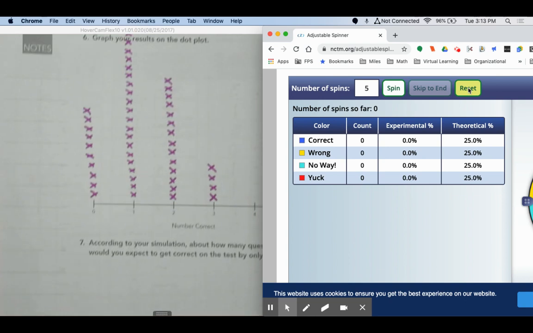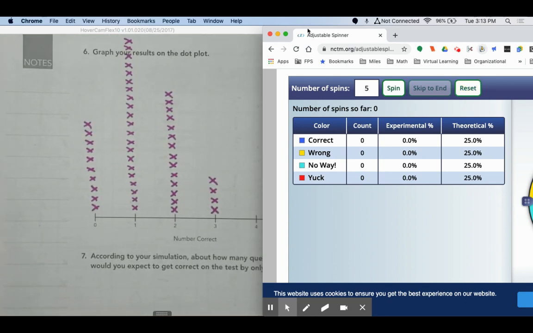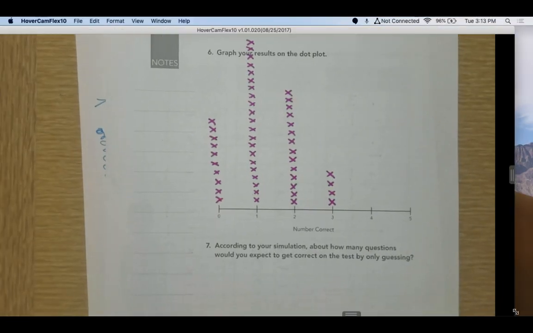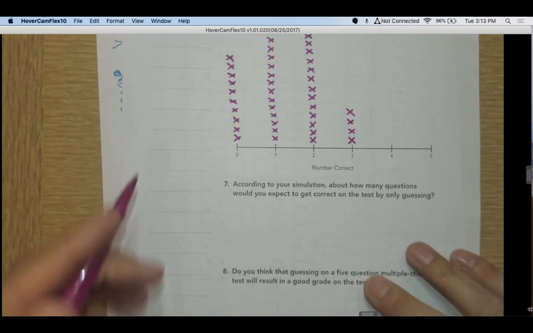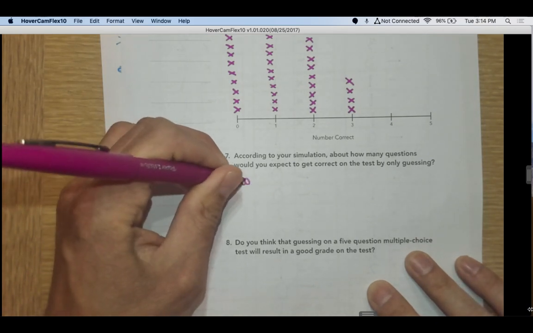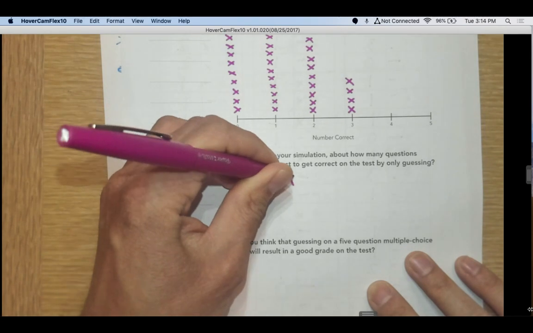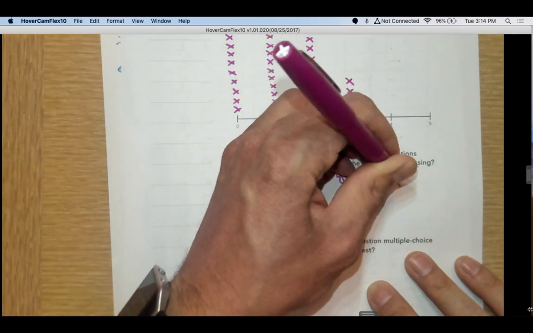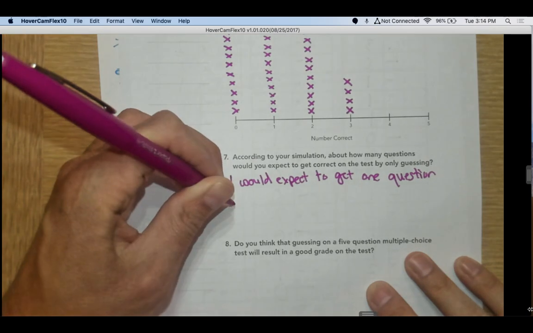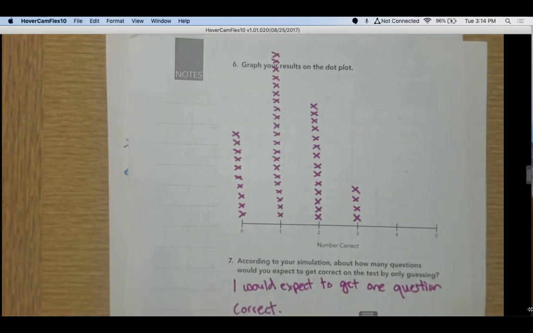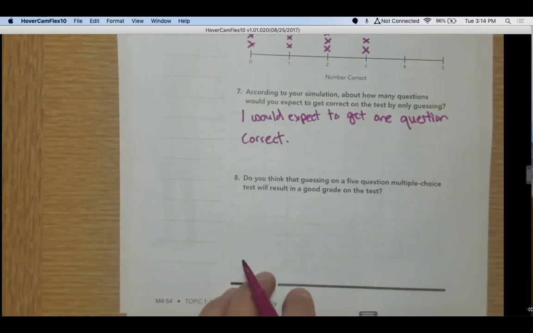Holy cow. So if I take a look at that from my simulation, I think it's easy to see I would expect to get one question correct. Definitely not 4 or 5. And so one question is what occurred the most often.